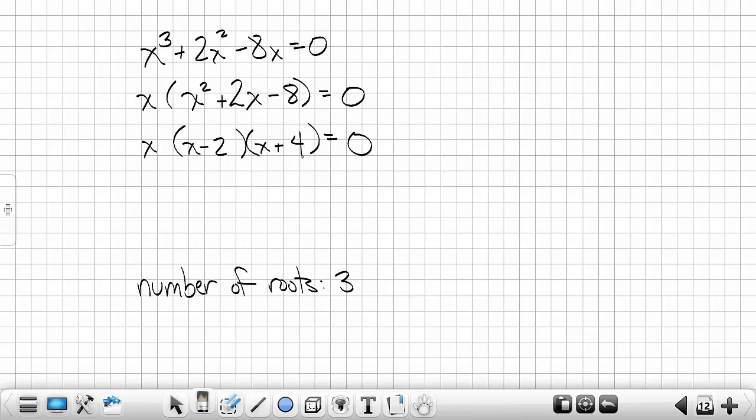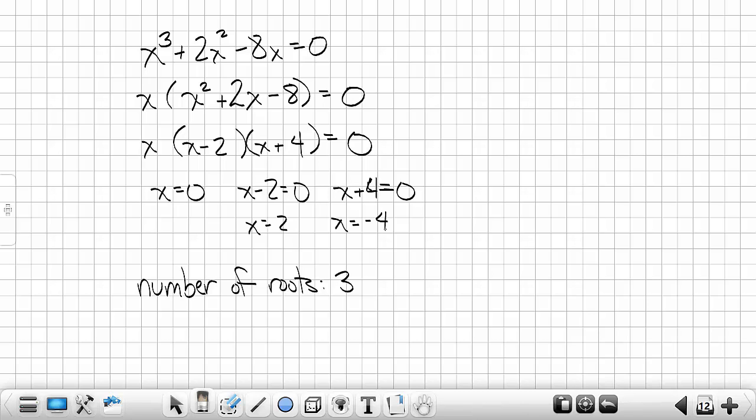That is it. So now I get my 3 roots. X equals 0, because that's this x right here. X minus 2 equals 0, and x plus 4 equals 0. So x equals 2, and x equals negative 4.